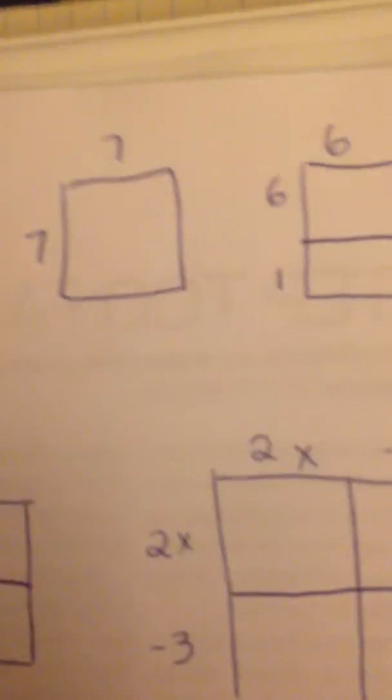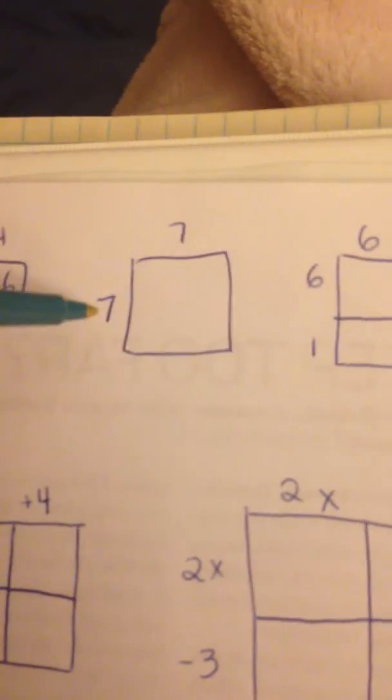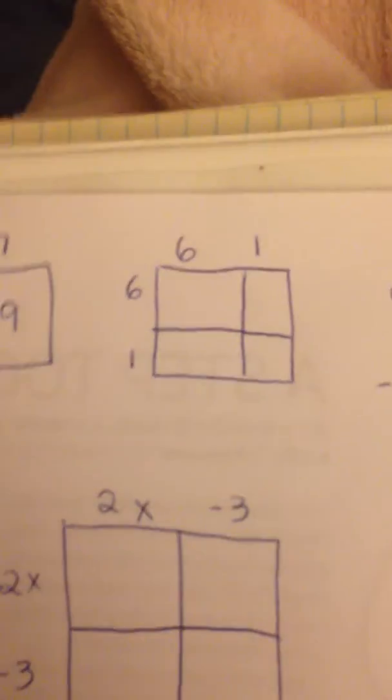So first off, a square is like a 4 by 4. Find the area: it's 16. You multiply the two numbers. Here, 7 by 7. Multiply the two numbers, you get 49.